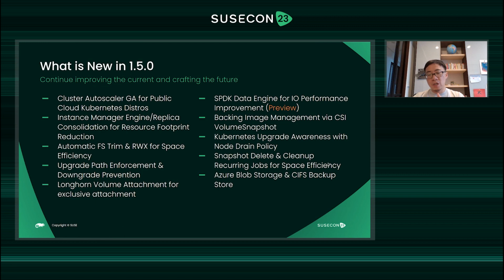Backing image management. A user can use the UI or the backing image custom resource to manage backing images. But this is more about the Longhorn way. We want to make backing image management available by CSI volume, essential together with in-cluster and out-of-cluster backup, to make it a standard interface for users. Kubernetes upgrade awareness with the node drain policy. As I said, we leverage PDB, Pod Disruption Budget, to protect the Longhorn components from being drained if we cannot make sure your volume replicas are available.